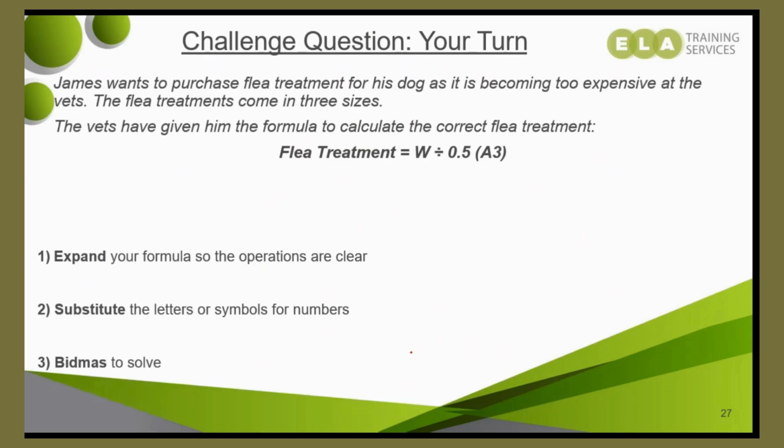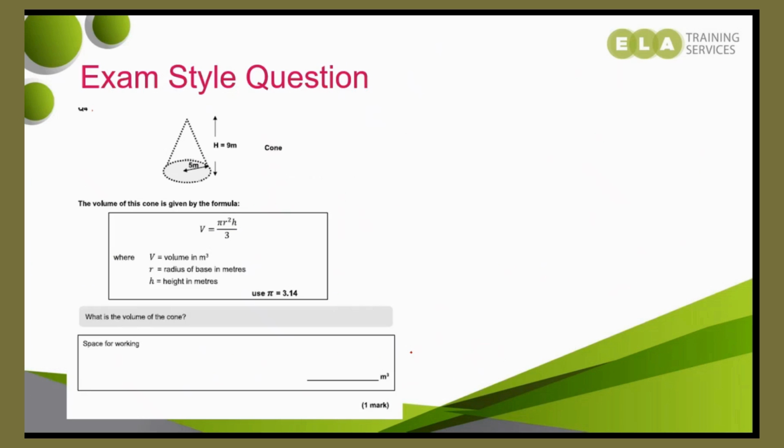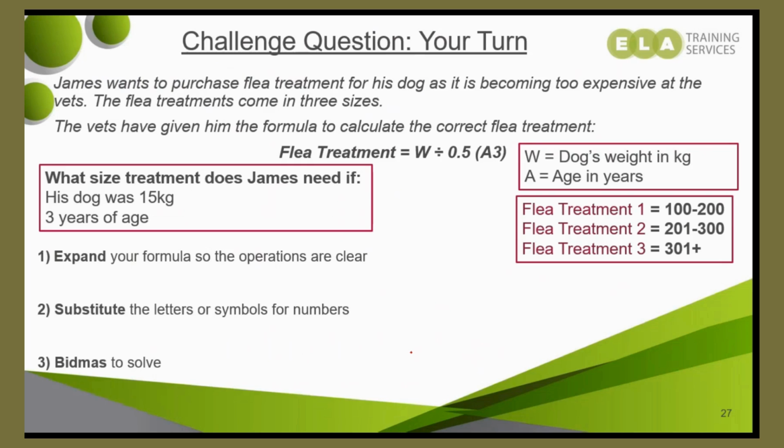Okay. The next thing we're going to look at is one of those questions again where we've got to use those three words, so expand, substitute, and Bidmas. James wants to purchase flea treatment for his dog and is becoming too expensive at the vets. The flea treatment comes in three sizes. The vets have given him the formula to calculate the correct flea treatment, and this formula is here. Flea treatment equals W divided by 0.5 brackets A3.